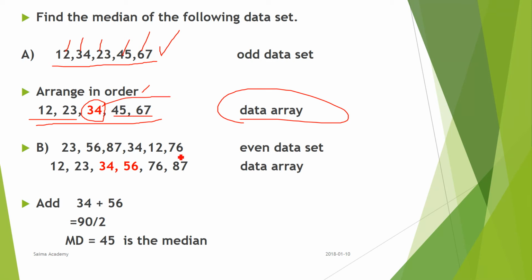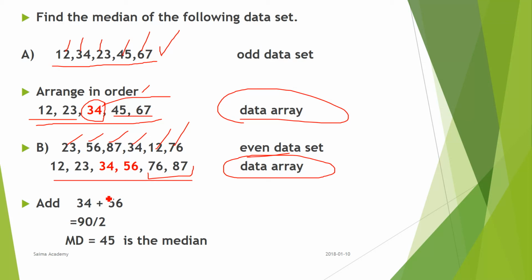The second example is this data, and this is an even data set. Even means divisible by 2. 1, 2, 3, 4, 5, 6. These are even numbers. So what is the first step I told you? You have to arrange the data in order: 12, 23, 34, 56. This is the ascending order. When we arrange the data in ascending order, it is called the data array.